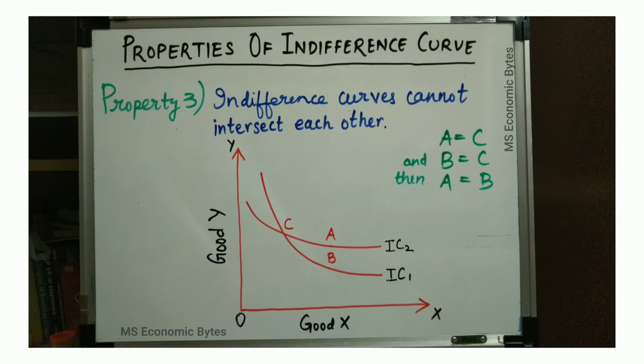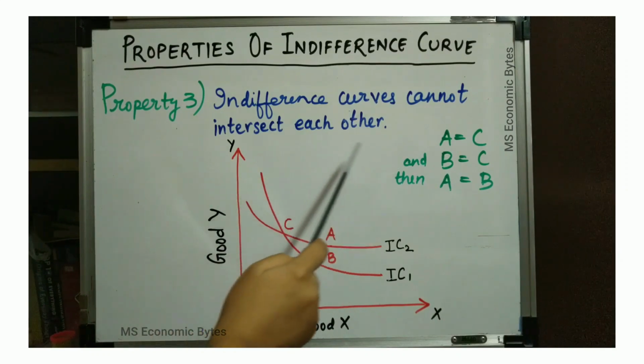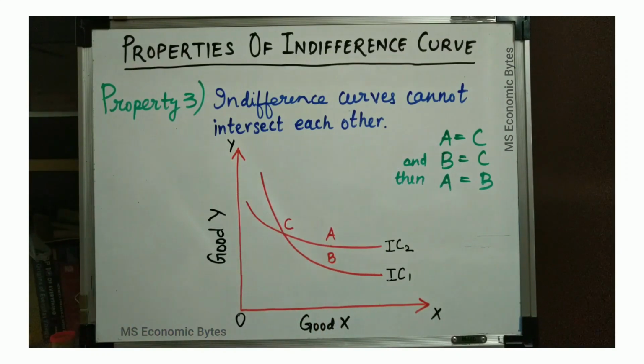Because if the indifference curves intersect each other like they are doing over here, then they will have one common point which will show that they have the same level of satisfaction. That is, both the indifference curves show the same level of satisfaction. But that is not true. Hence, indifference curves cannot intersect each other.